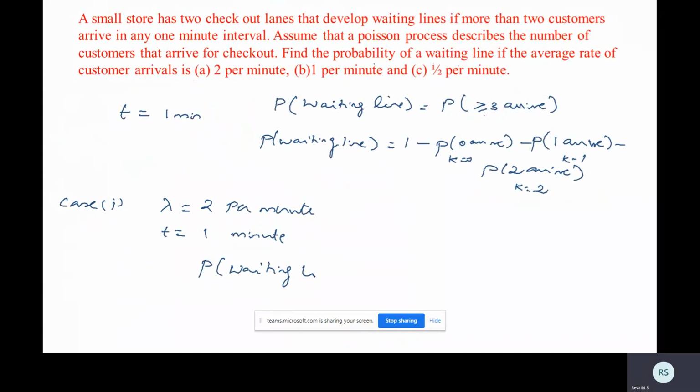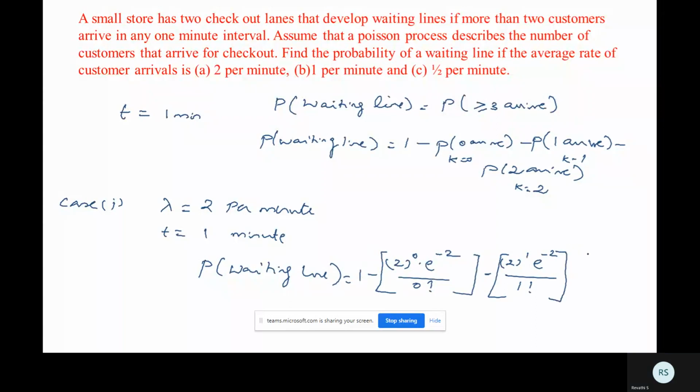1 minus, you put k equal to 0. So 2 power 0 into e power minus 2 divided by 0 factorial. Okay, minus, you put k equal to 1. So 2 e power minus 2 divided by 1 factorial. Now you put k equal to 2 finally. So 2 power 2 e power minus 2 divided by 2 factorial. So I'm just leaving this to you also. You find this. This is for case 1.